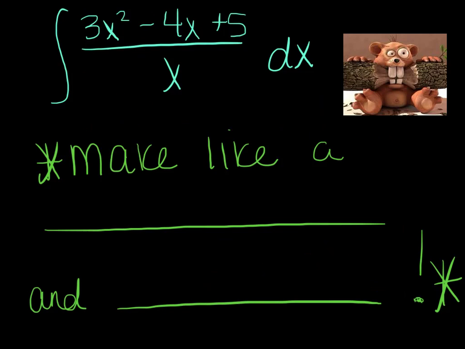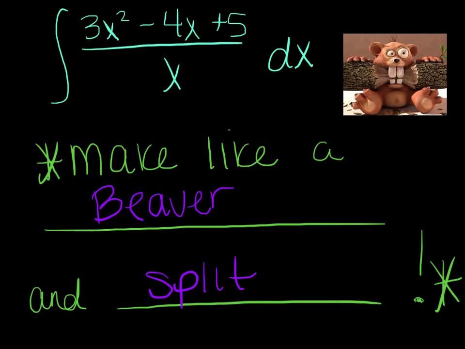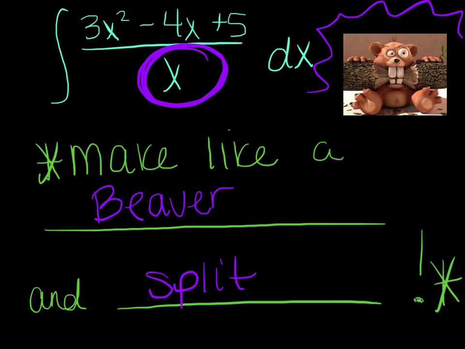So on this example, one big mistake that we catch a lot of people doing is that they're not making like a beaver and splitting. Anytime you have a polynomial over a monomial, you've got one term on the bottom here, you better be making like this beaver here and splitting that wood. So you're going to divide each and every term by that x.